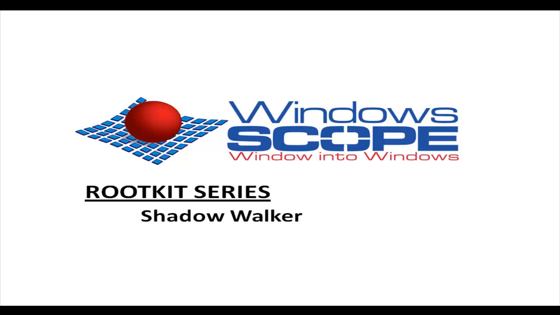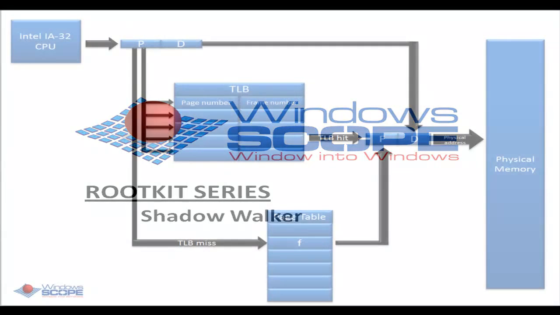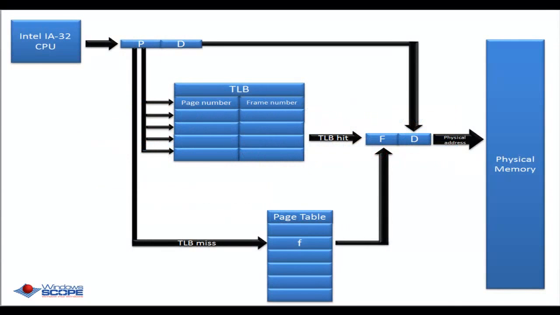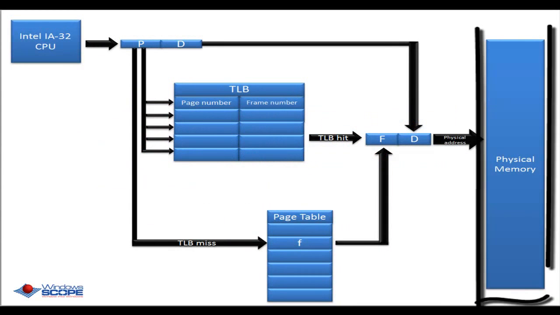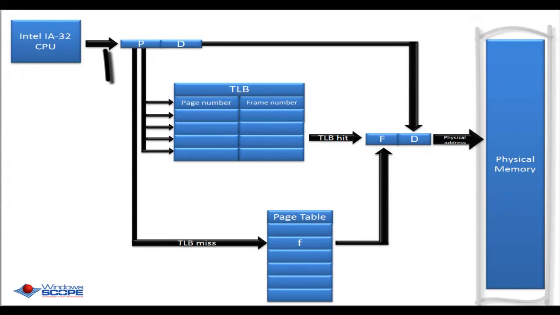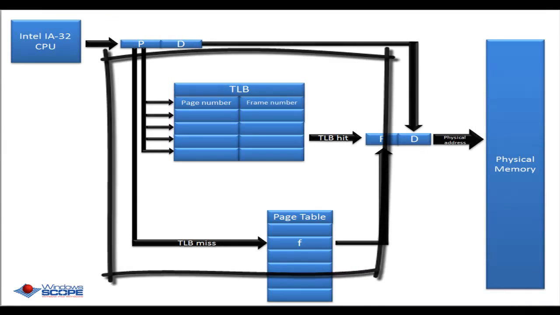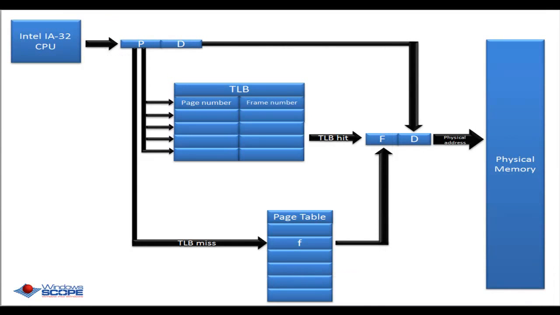ShadowWalker is a proof-of-concept rootkit based on the fact that Intel IA32 CPUs have two translation look-aside buffers, better known as TLBs, one for data and one for instructions. As you may know, when you access a memory address in a Windows program, you are really accessing a virtual memory address located in a page of virtual memory. This address must then be linked to a frame of physical memory through the process of address translation. You can learn more about this in our videos on virtual memory management.